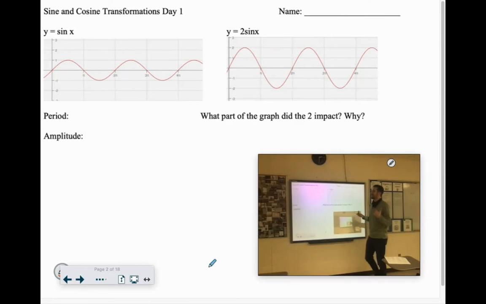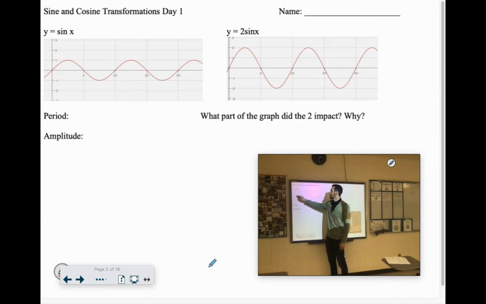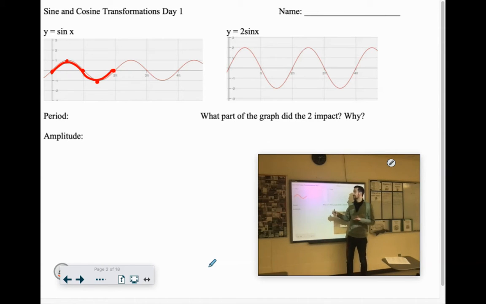Take a look at some of these graphs. So here's the graph for y equals sine of x. You'll see, again, it starts at 0, goes up to 1, comes back to 0, goes down to -1, and back to 0. As soon as it starts to repeat the pattern, that is a period.